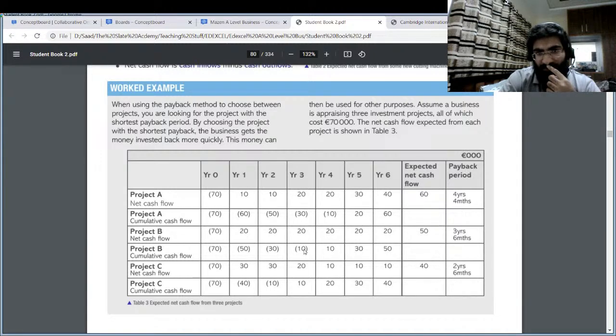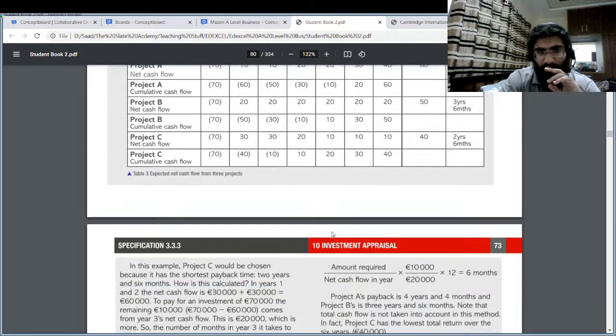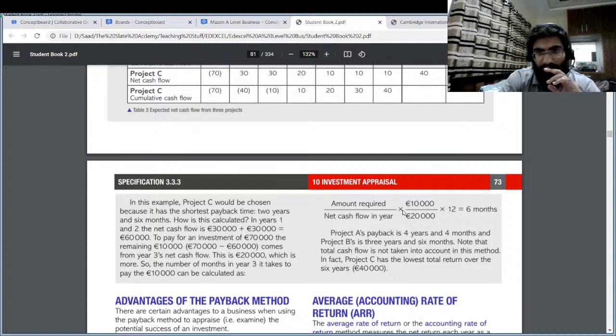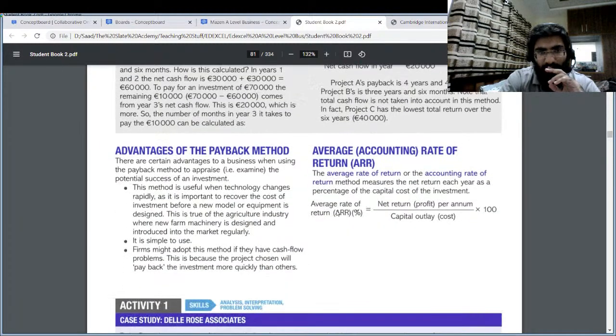So payback period is year 3 plus something. Year 3 plus how much? I do last negative divided by the cash inflow in the year it becomes positive. So 10 by 20, which is half. So halfway during year 4, I would have had my project payback completed. This here is the formula.